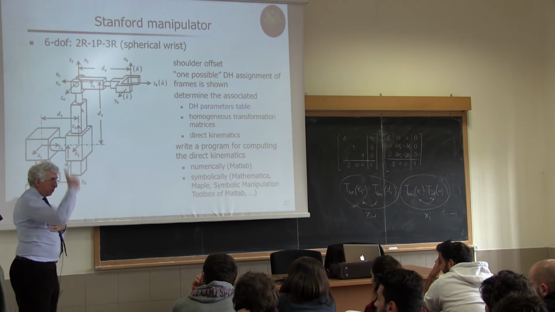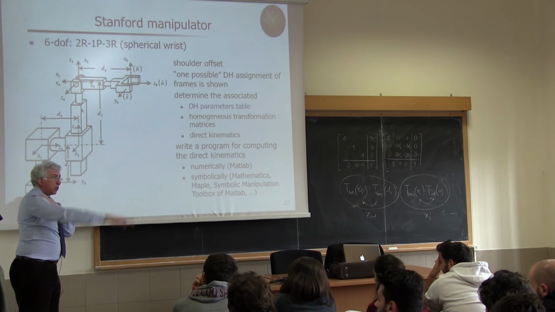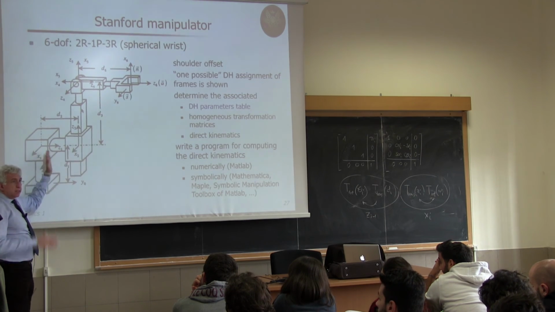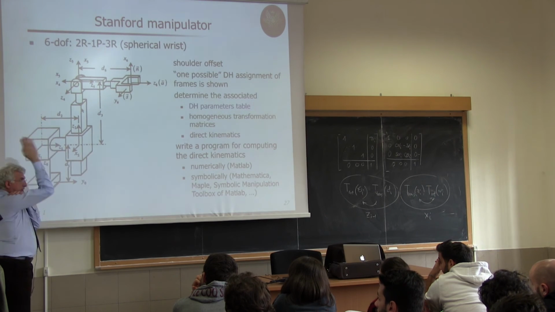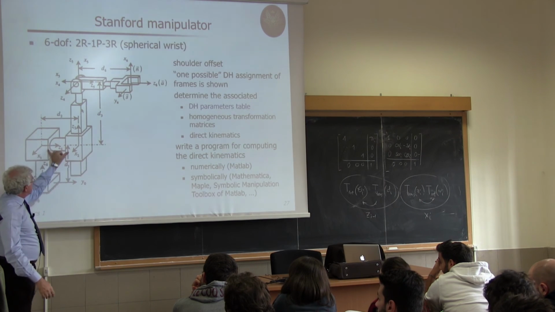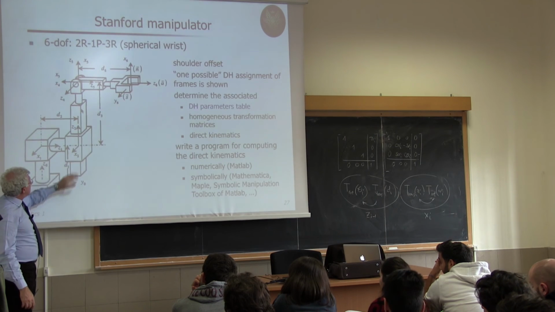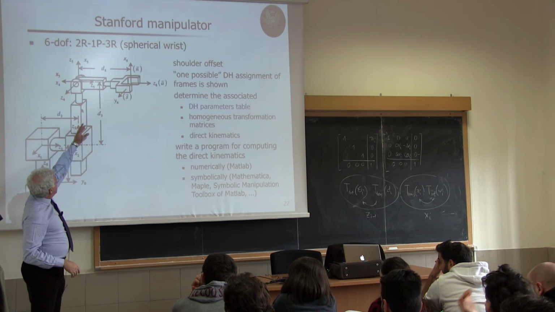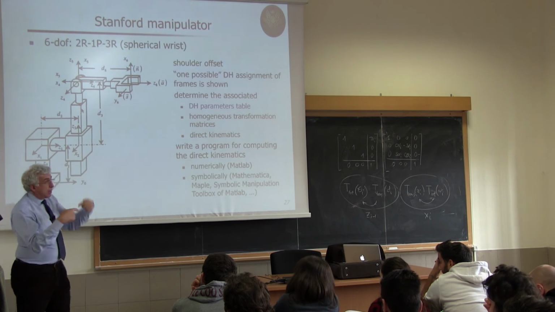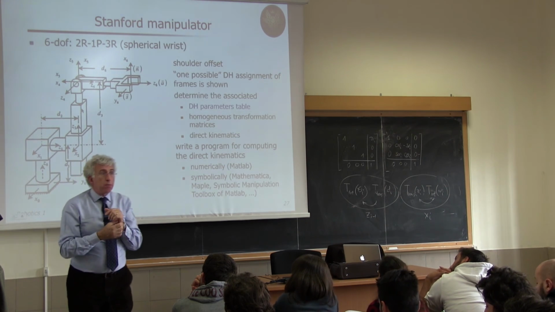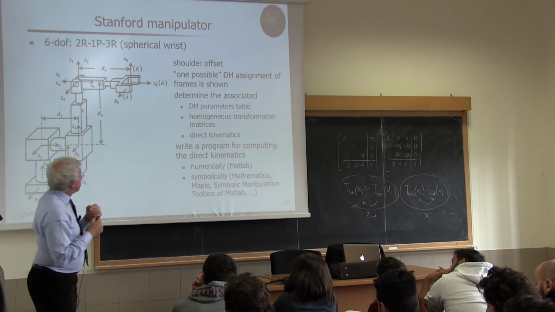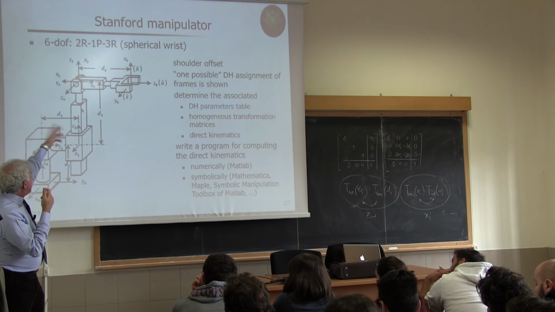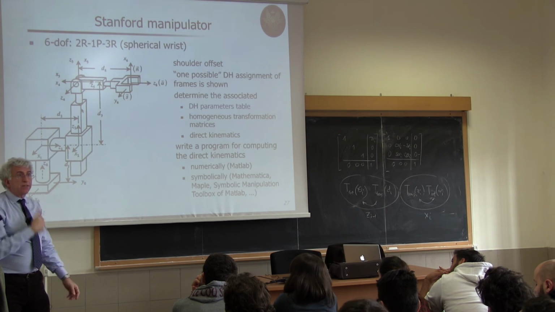so rotation around a vertical, and then elevation of the shoulder, but the shoulder is offset. You see that it's on the side. It's not aligned with the first axis, and you should take into account this. Then the third joint is prismatic, it's going up and down. And then the last three joints have axes that intersect in a common point, so they have a spherical wrist. So the last three revolute joints are such. So this is 2R, P, or 2R, 1P, 3R with spherical wrist.